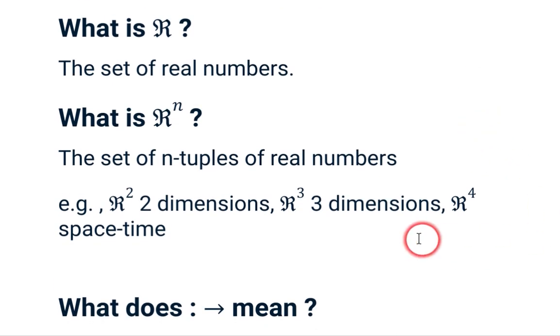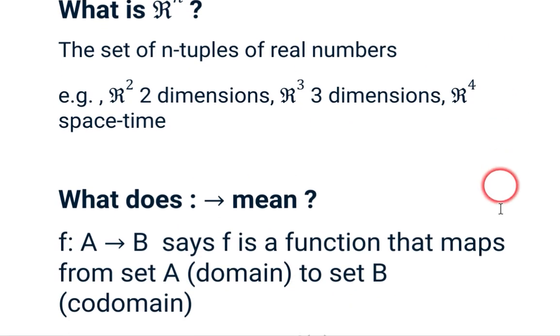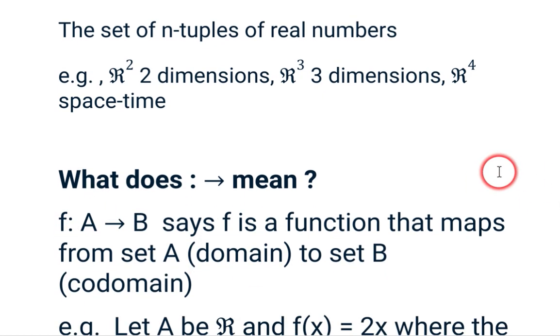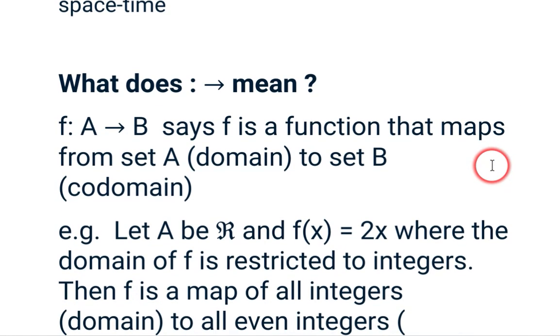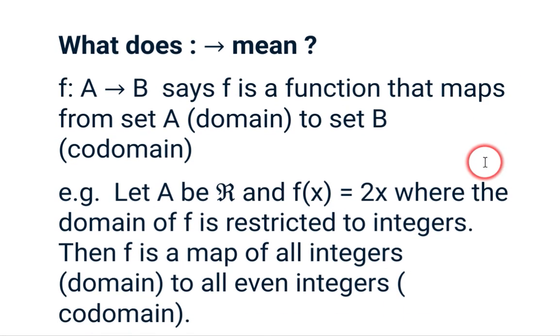Okay, what does this mean? This is new to me also. So you've got a colon and an arrow. This says that f is a function that maps from set A, the domain, to set B, the codomain. Here's an example, and I hope I got this right. If I didn't, would someone please jump in and tell me?